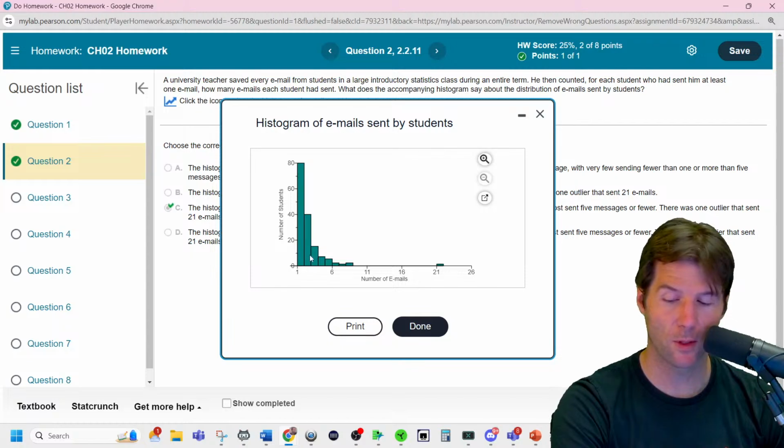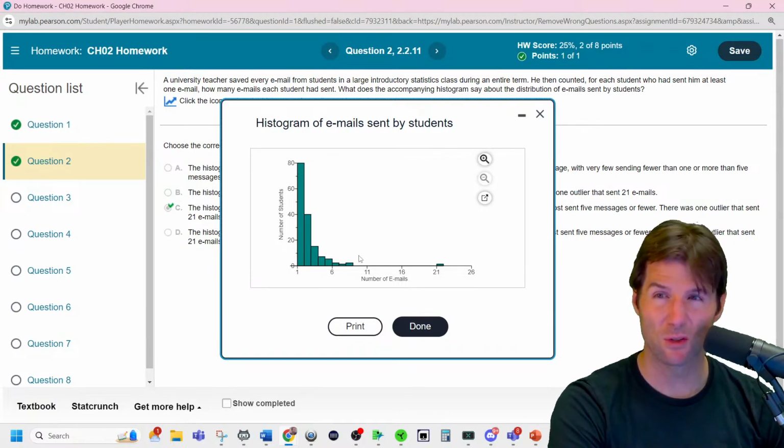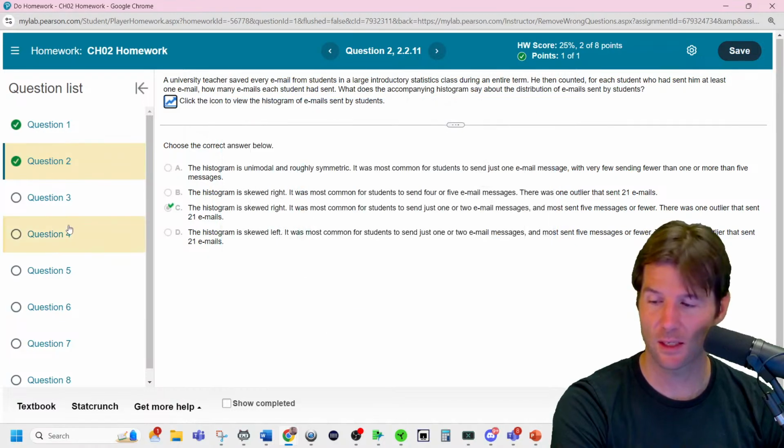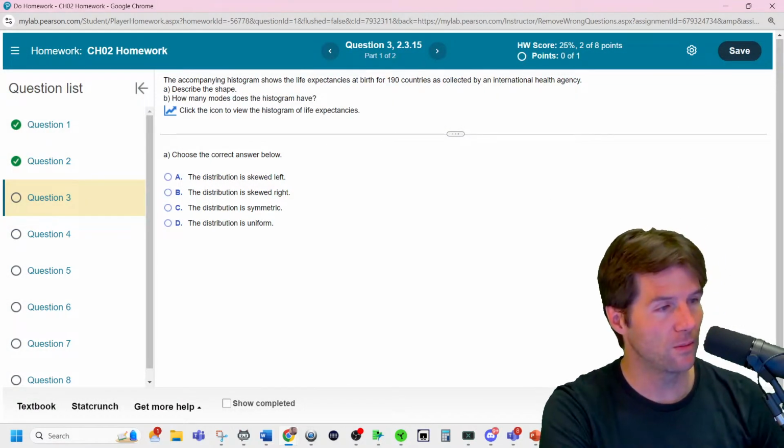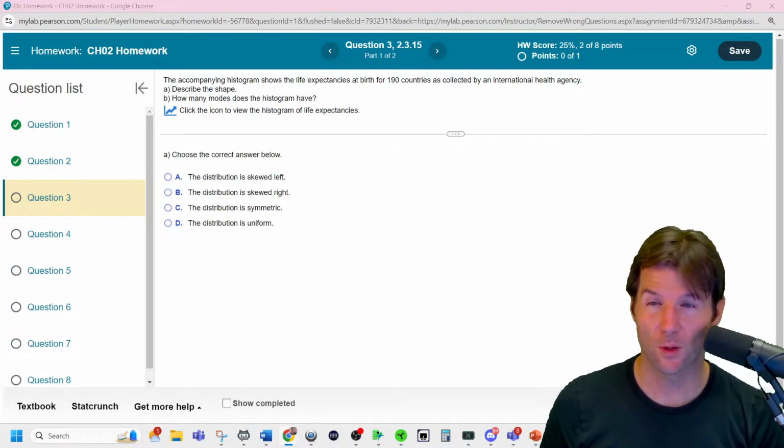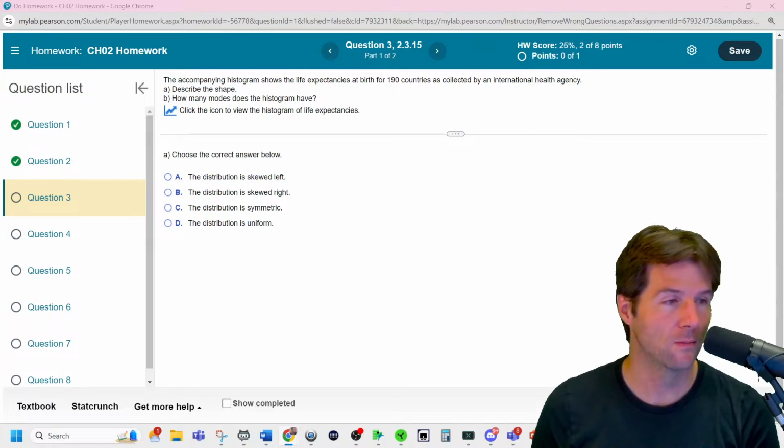that a lot of students sent about 1 or 2 emails. Some students sent towards 6 emails, and there's a huge outlier over here. There's a right skew pulled to the high side. So good question, right or left skew. Same sort of thing right here. So we're just rocking and rolling, only a minute or two per question.